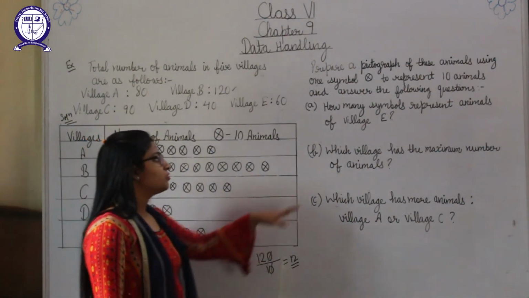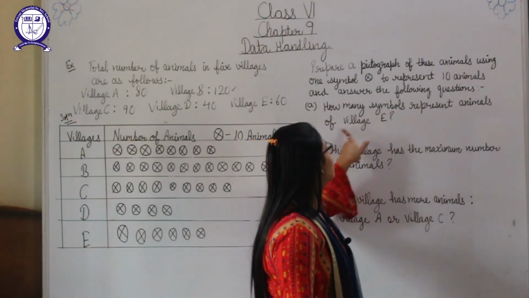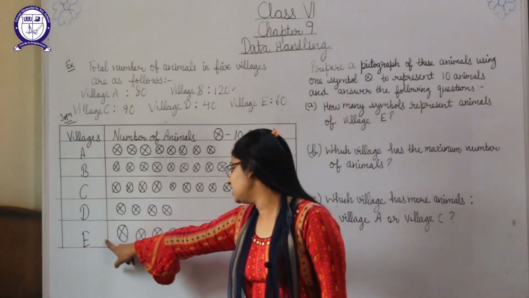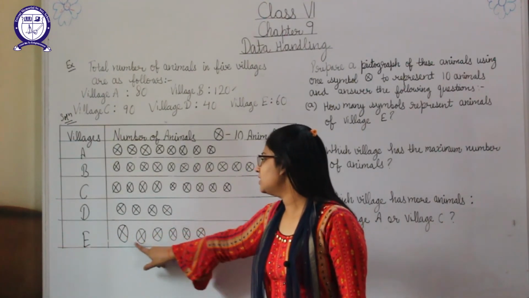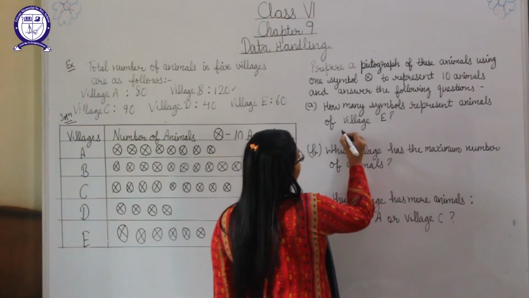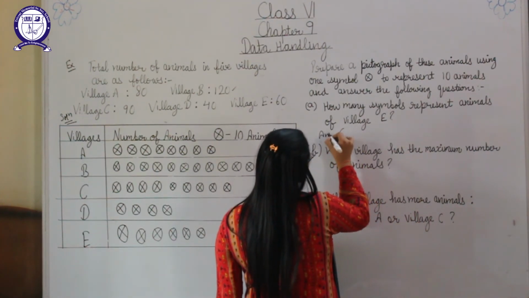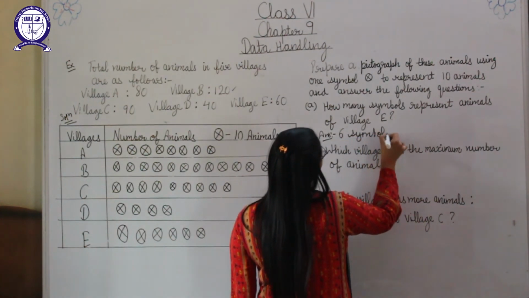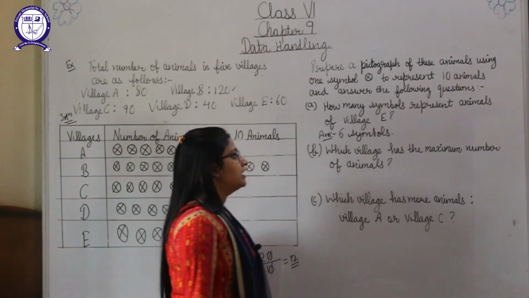Now we will answer these questions. How many symbols represent animals of village E? So students, for village E, how many symbols have we drawn? 1, 2, 3, 4, 5, 6. 6 symbols. So for this answer we will write that 6 symbols we have drawn to represent animals of village E.